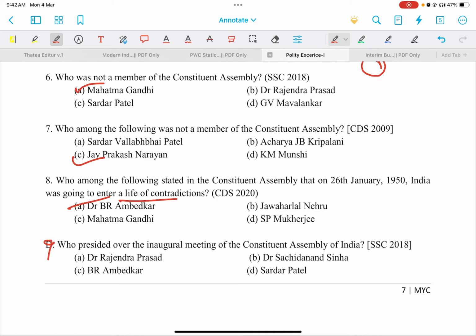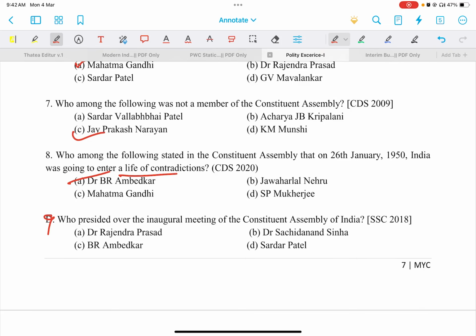Question number 9. Who presided over the inaugural meeting of the Constituent Assembly of India?